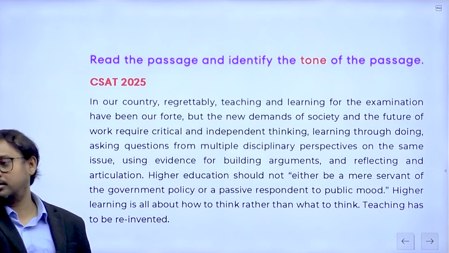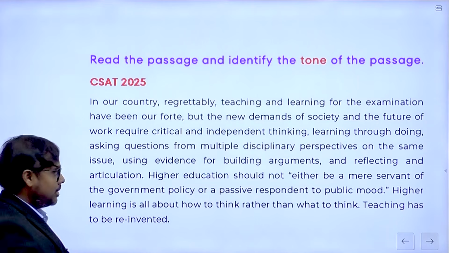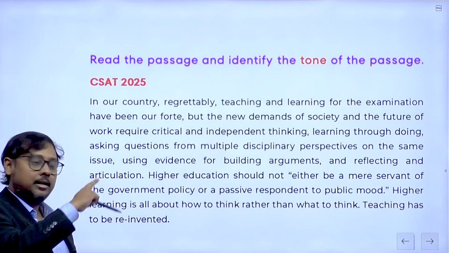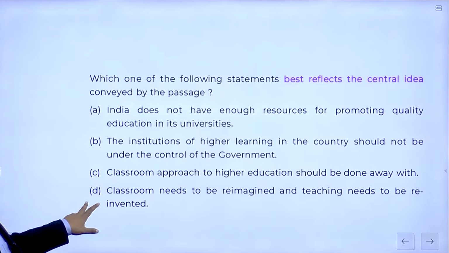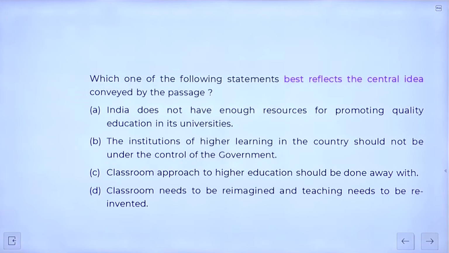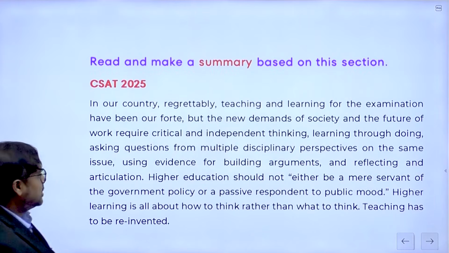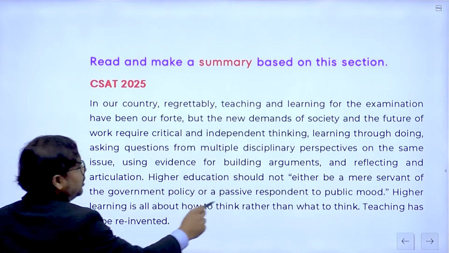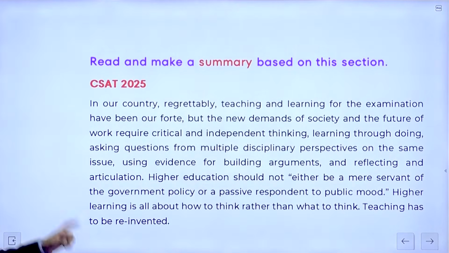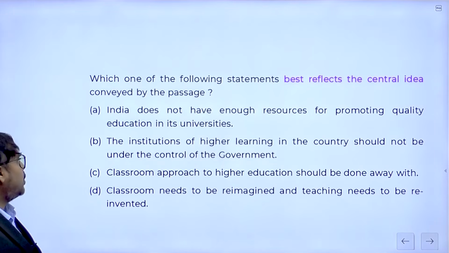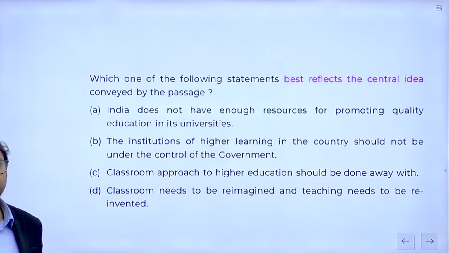This is how UPSC is framing wrong option. And how clever they are. So if you read this option, it's very luring, right? The institution of higher learning in the country should not be under the control of the government. And if you read the passage, it says reflecting a higher education should not either be a mere servant of the government policy or passive respondent to public mood. ये तो कह रहा है यहाँ पर, और ये inverted commas में बोल रहे हैं, तो यही होगा आंसर. No. ठीक है? Okay.